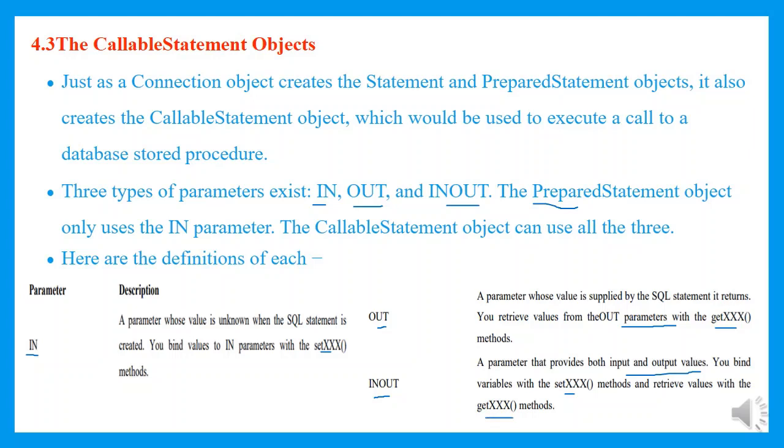For example, select name, USN from the table student where USN is equal to question mark. That question mark is the IN parameter, and getting the name and USN is the OUT parameter. When we perform an operation with IN and OUT parameters, we'll make use of the setX method and the getX method. These are the different parameters available in the CallableStatement interface. The CallableStatement interface is mainly used to perform operations on stored procedures.